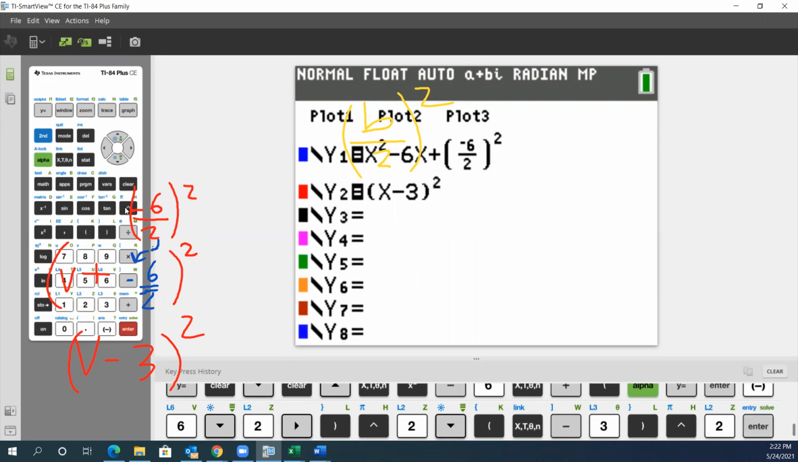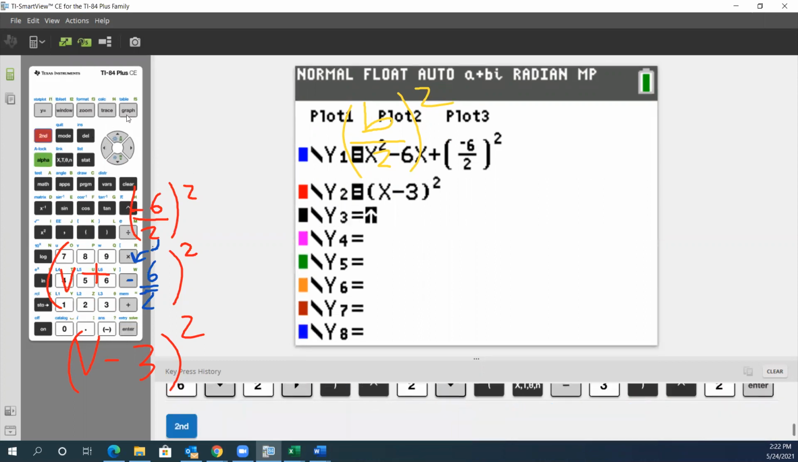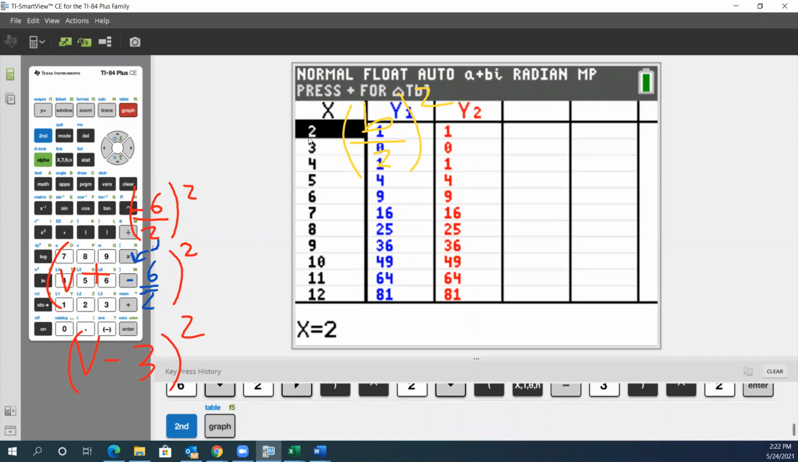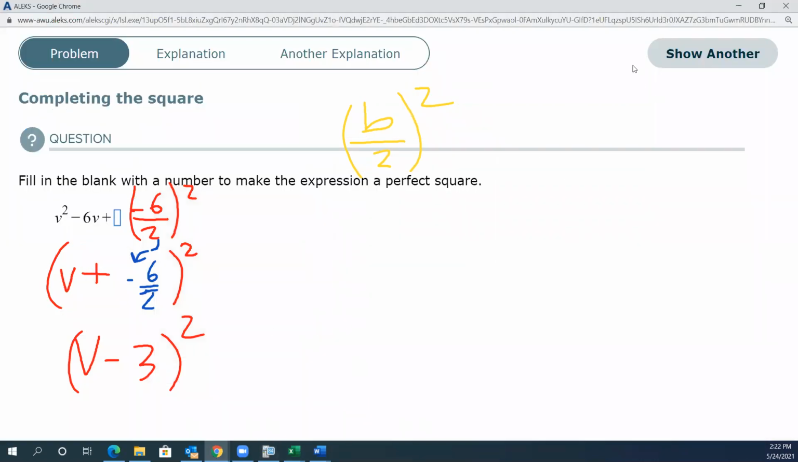Okay. Are they the same thing? Did I factor it correctly? They should match. Yep. Doesn't matter what my x value is, the y values are the same. They respond the same way. Okay, so I know I did it correctly. And hey, let's do uno mas.